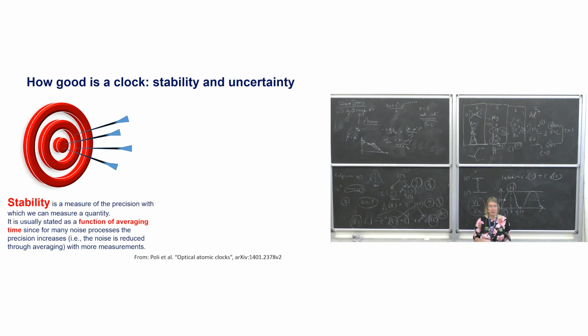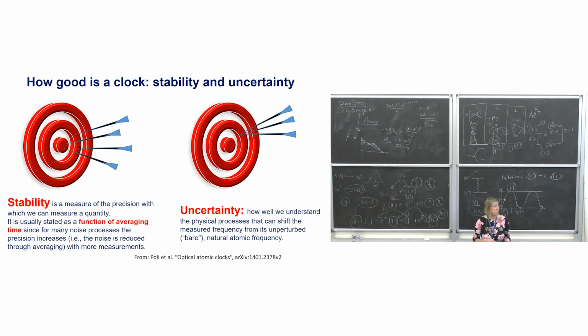The second thing is uncertainty. Think about this as statistics and this as systematics. You can actually get all the darts perfectly in the same spot. It's just not the right spot. And you measure those two things different ways.